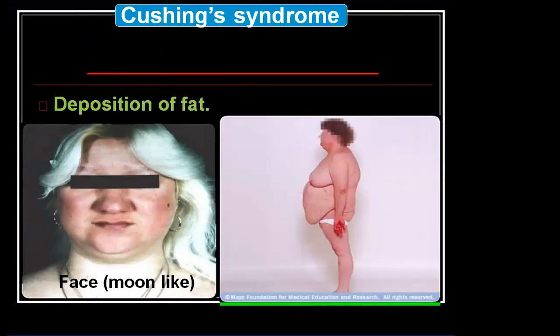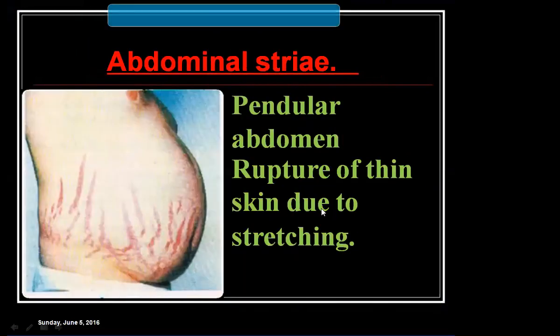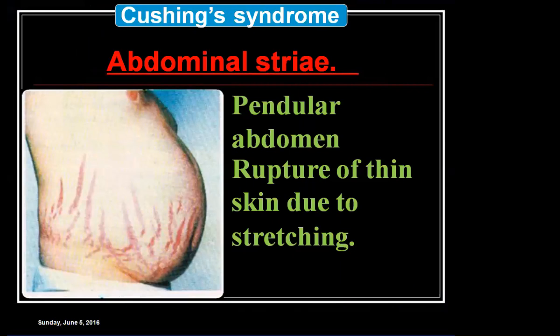One more patient of Cushing syndrome, typical moon-like face, and this central abdominal obesity is pretty evident. Also, certain abdominal striae can also be seen in this particular patient because of the excessive stretching of the skin. In this particular patient, this abdominal striae are pretty evident. There is pendular abdomen and rupture of the thin skin due to stretching. So such purplish striae over the abdomen because of the excessive abdominal fat is also pathognomonic of Cushing syndrome.